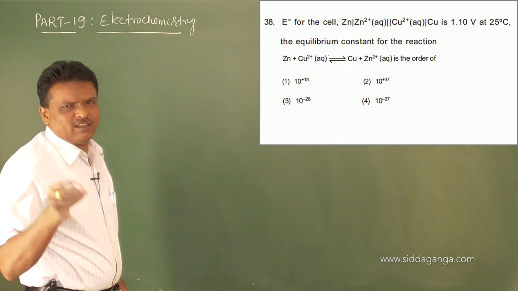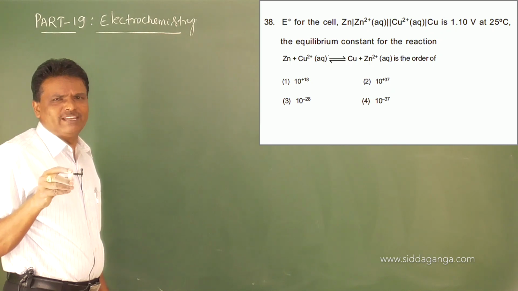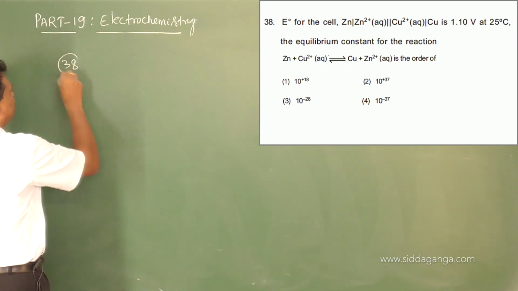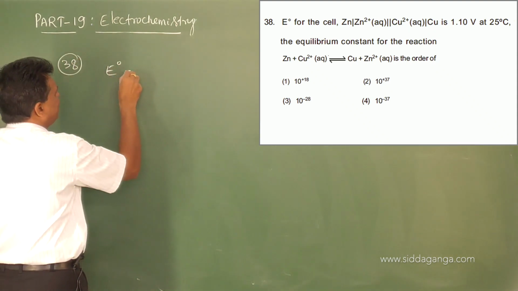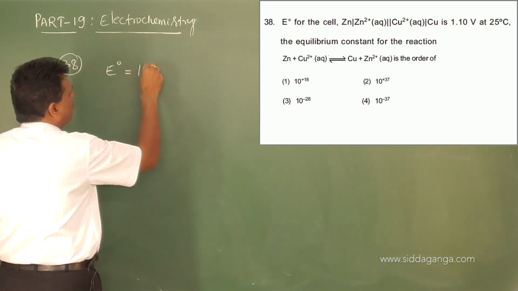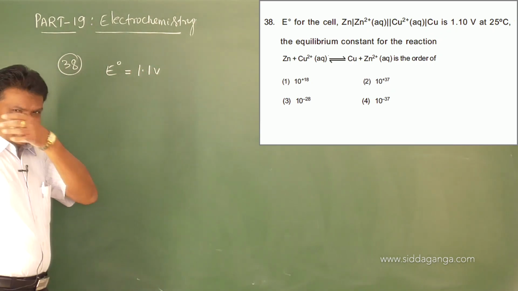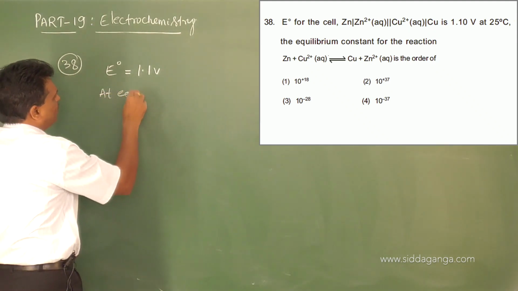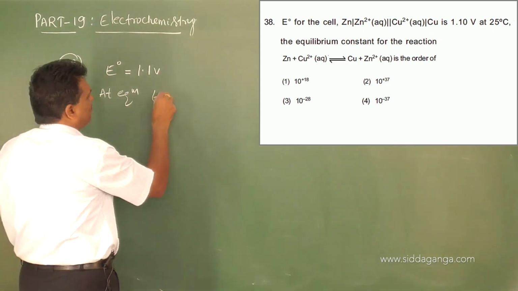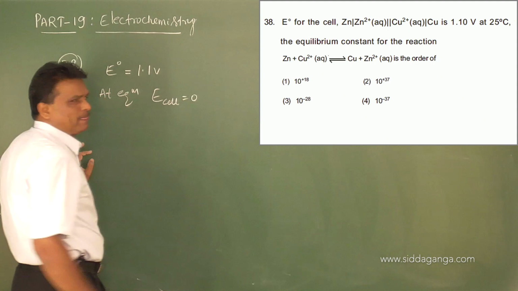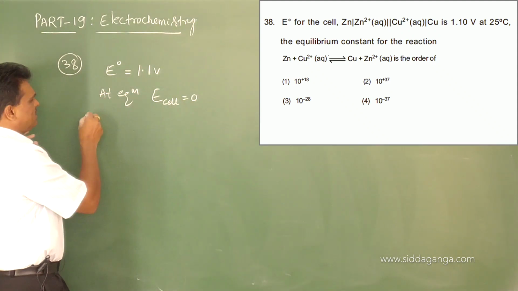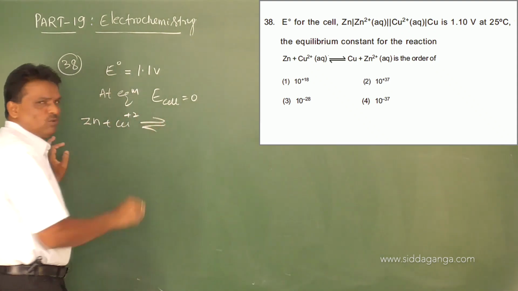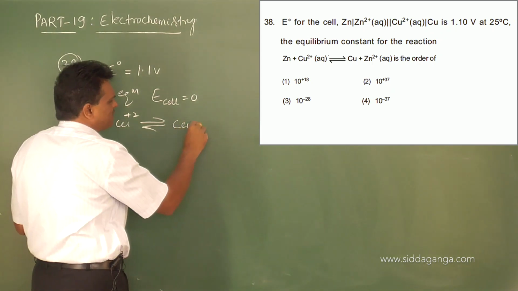the given reaction is, so in this case the standard EMF is given. E naught value is given. E naught is equal to 1.1 volt. Is that clear? For the given cell reaction, we know that at equilibrium the EMF of a cell is 0. So E cell is equal to 0, because the reaction is Zn plus Cu2+ gives Cu plus Zn2+.